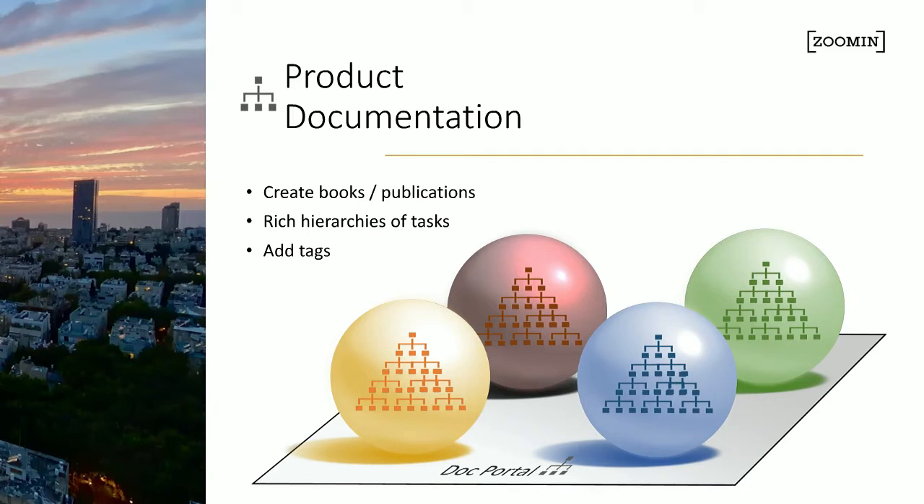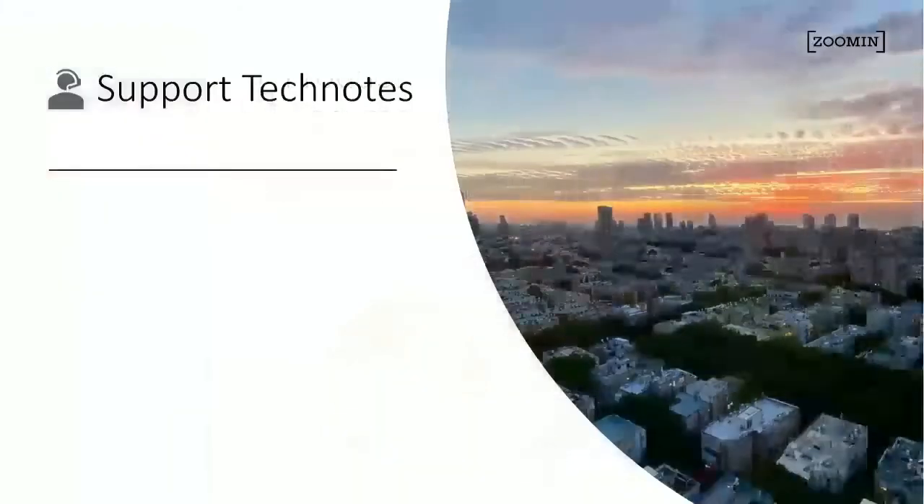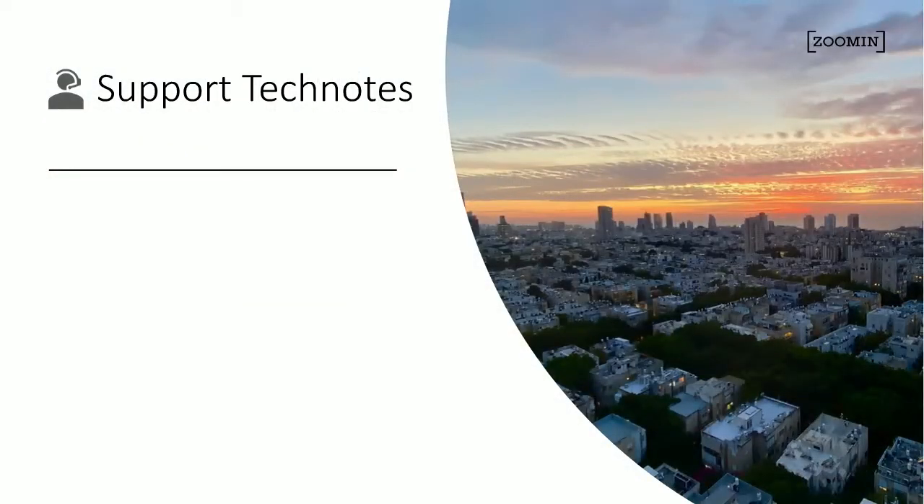And this is a very common way for people to work. It's metadata, and we use it all the time, these tags. So that's product documentation. Okay, you have these publications in these rich task trees that sit in a documentation portal or are outputted as web help or PDFs.